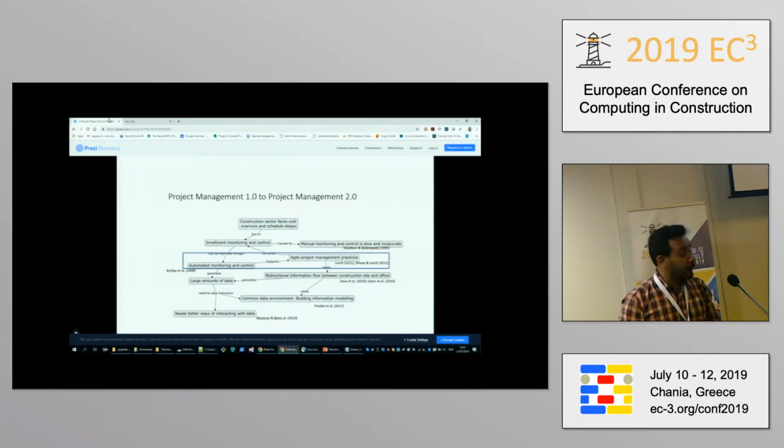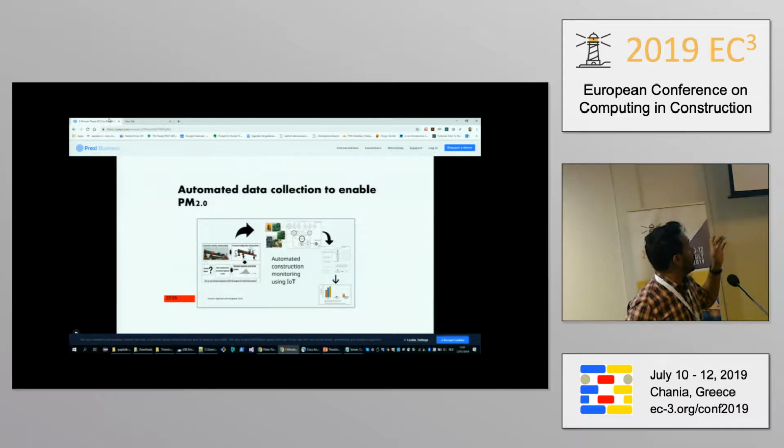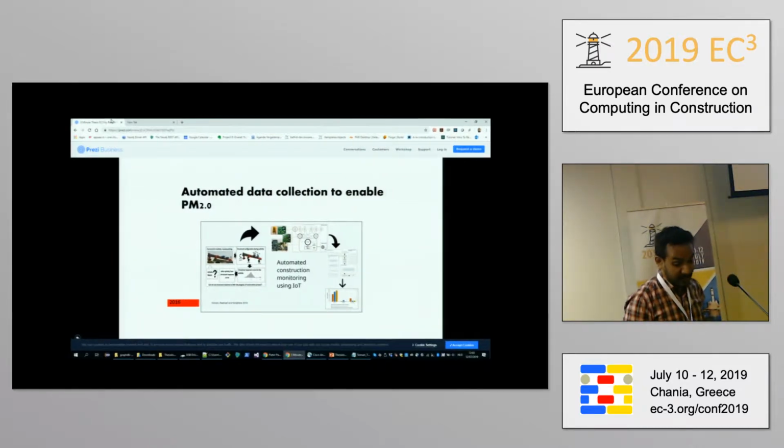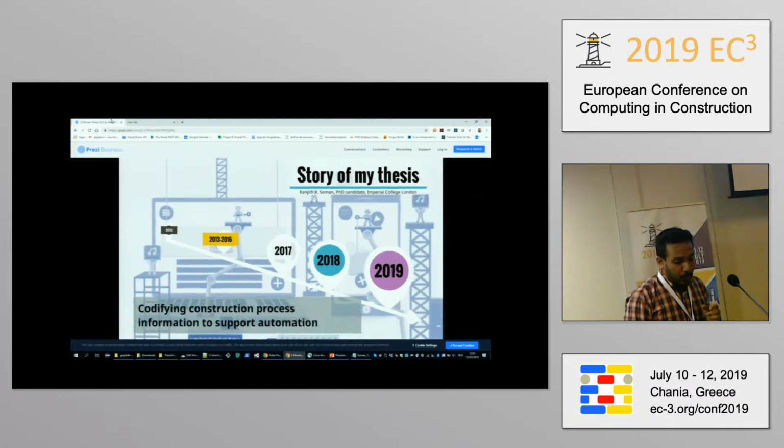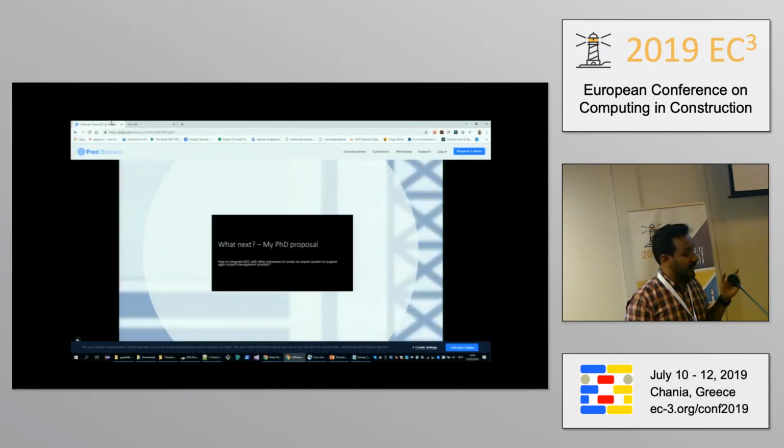I was particularly drawn by this philosophy of project management 2.0, enabling agile project management practices. So during my master's, what I did was take a component of automated data collection to enable construction monitoring by looking at the structural responses from the construction equipment to update models. But what happened was the models weren't detailed enough to do that.